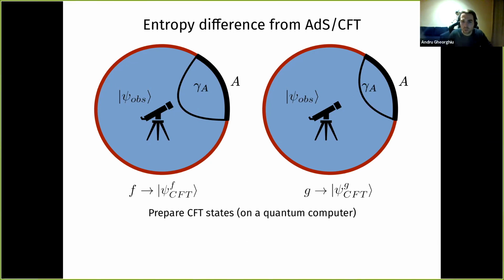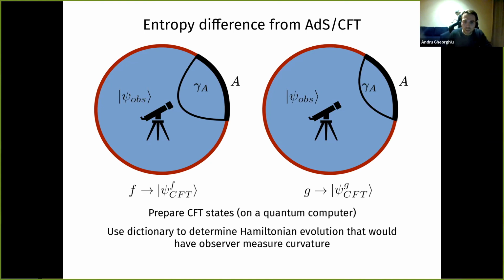Okay, so let's assume that we can prepare these states. We prepare them on a quantum computer, for instance. Then we would use the dictionary to determine what the Hamiltonian evolution would have to be for these states to correspond to an evolution of this bulk observer measuring the curvature, say, of its spacetime.